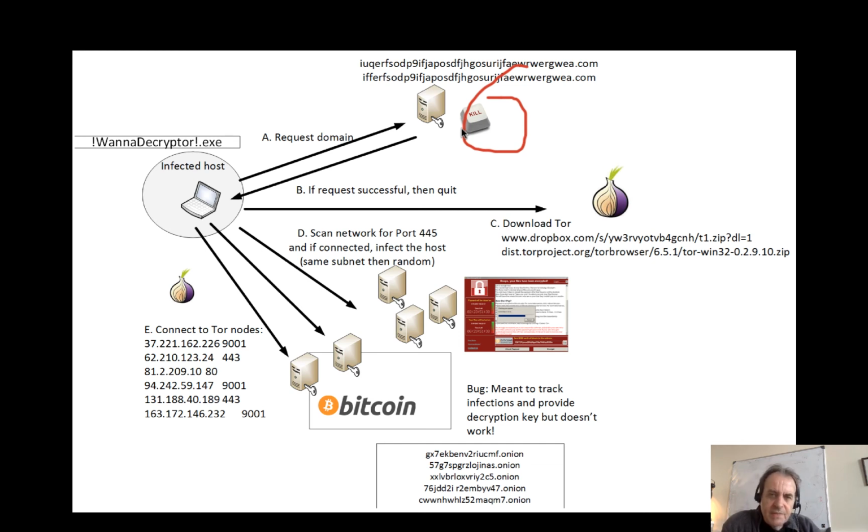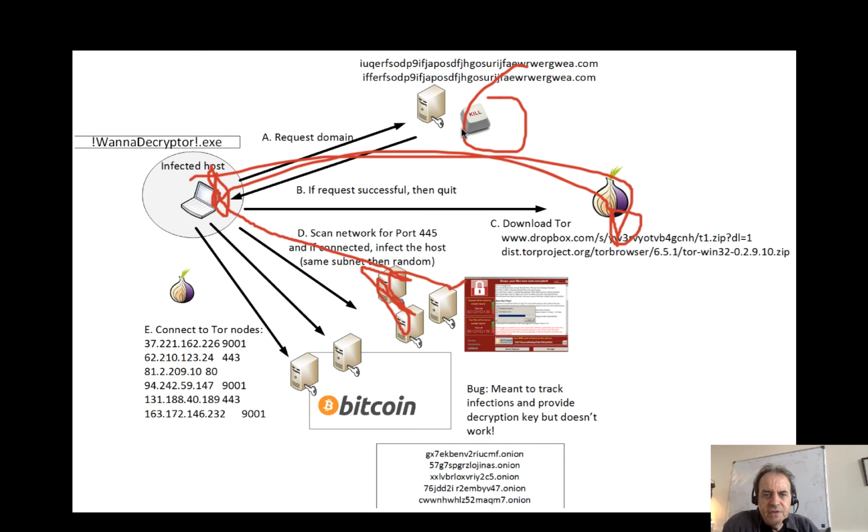Next, if the domain doesn't exist, it then goes ahead and downloads from these 2 places a complete Tor client. The Tor client will then be used to connect to the dark web to maintain the campaign. It then scans the local network for port 445 until it finds a machine which is vulnerable, and it'll try and infect that machine.